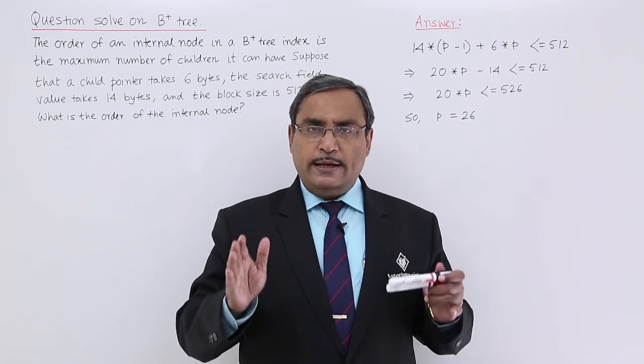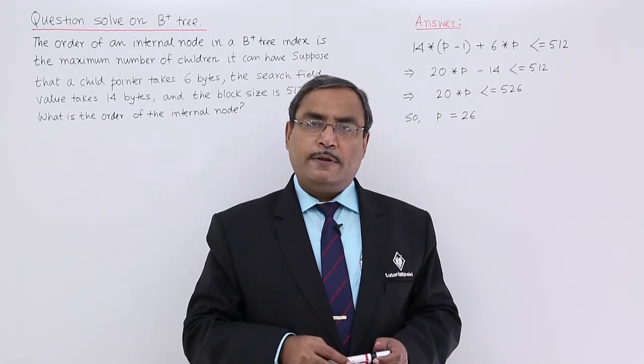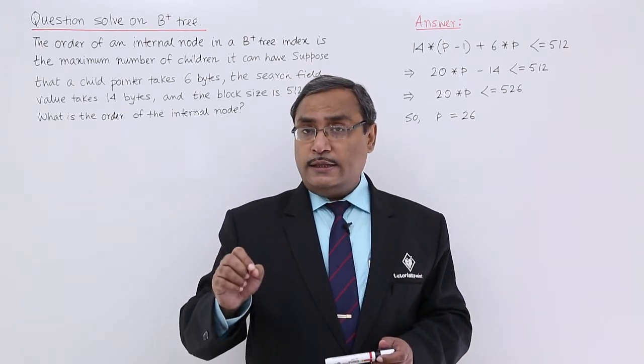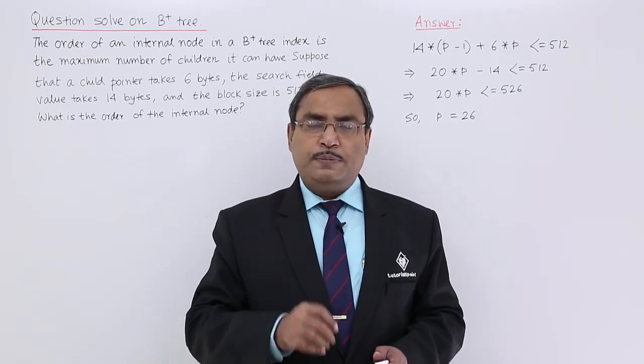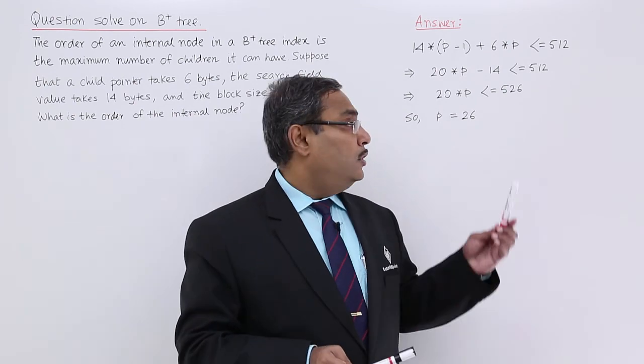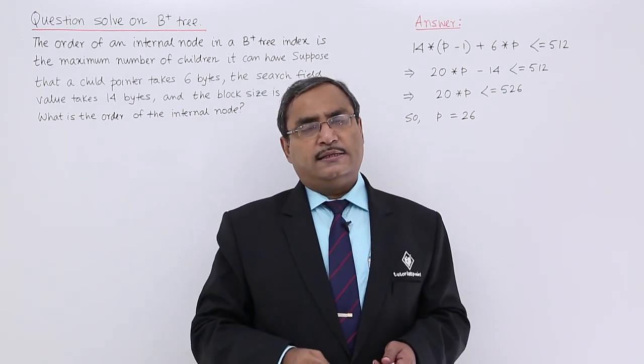So in this way the internal node structure will be decided, and the number of pointer fields in the internal node will decide the order of the B plus tree. So here this B plus tree will be having the order of 26. In this way the answer has to be written.